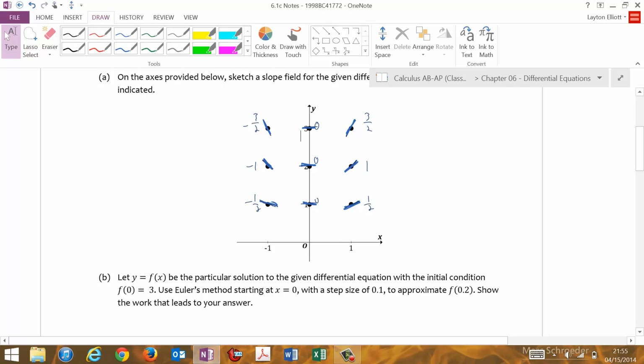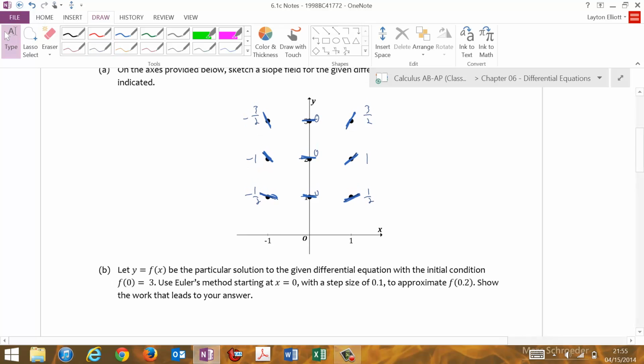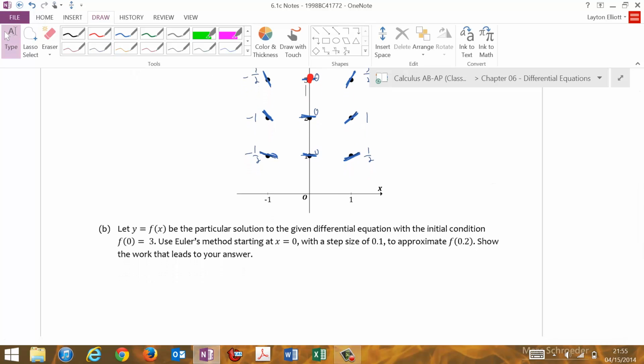Then it says, let f(x) be the particular solution with initial condition f(0) equals 3. Now, if I know f(0) equals 3, then I know a starting point on this graph is going to be right here at (0, 3). And it says, using Euler's method, which I had no idea what that was, start at x equals 0 with a step size of 0.1 to approximate f(0.2). Well, it says a step size of 0.1.